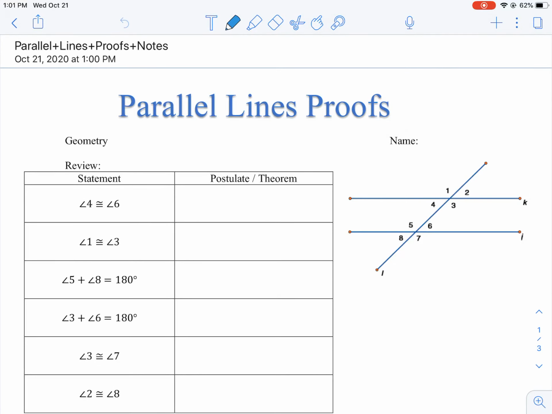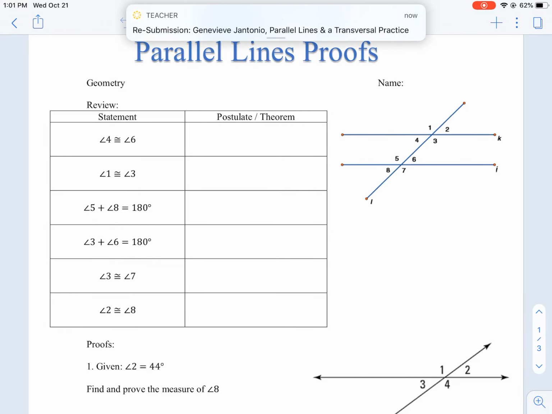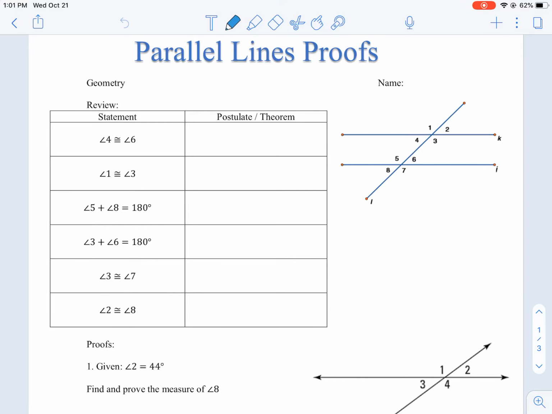Hello. Today we're going to be doing some proofs on parallel lines. All right, I know proofs are scary, but these proofs are not as bad, I think, as the proofs that we did before. Before we actually start doing the proofs, we're going to do some review on what the reasons are going to be, the postulates and theorems that we've learned so far.